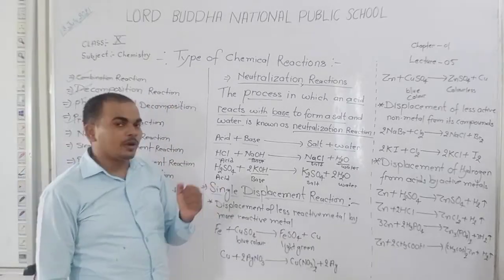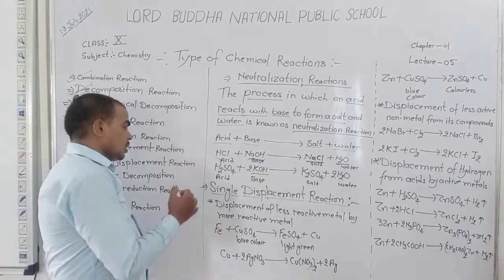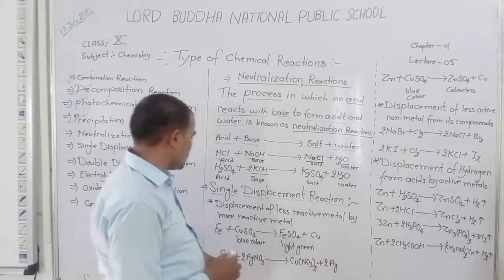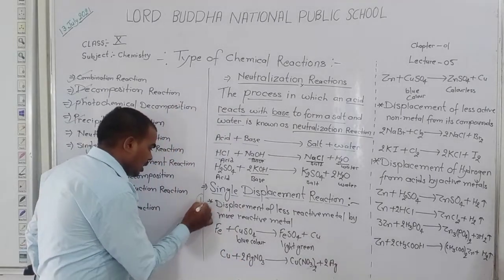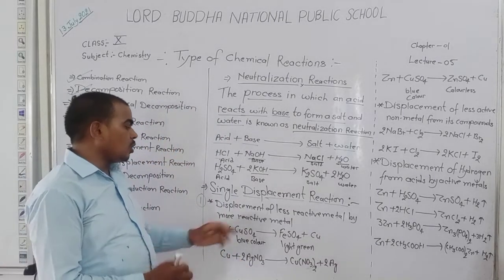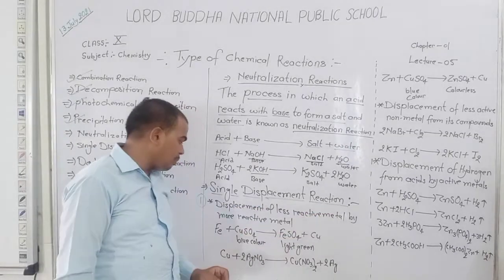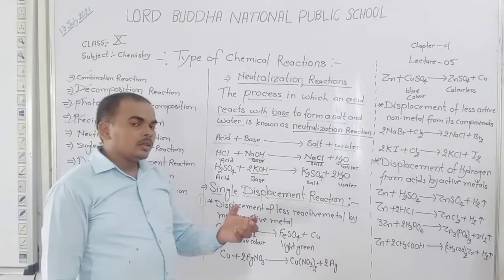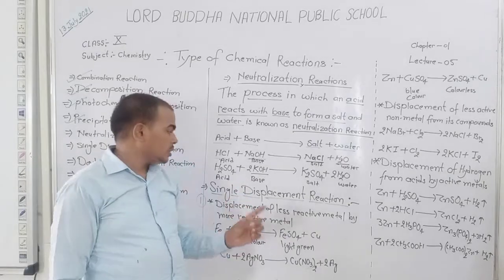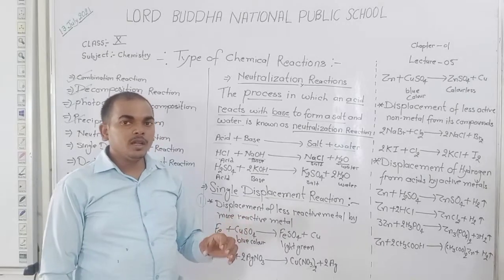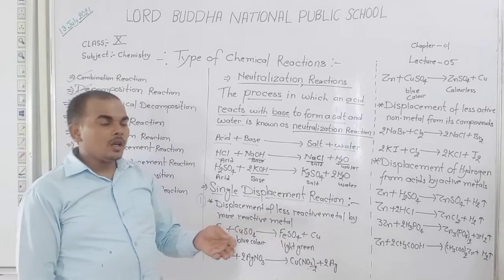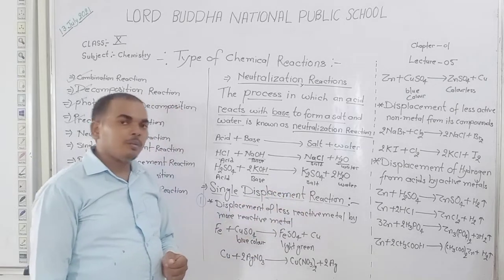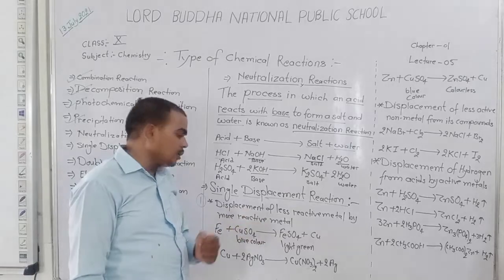Okay. The next reaction is single displacement reaction. In a single displacement reaction, there are three types of observation. The first observation is displacement of less reactive metals by more reactive metals. In some reactions, a less reactive metal is displaced by a more reactive metal.